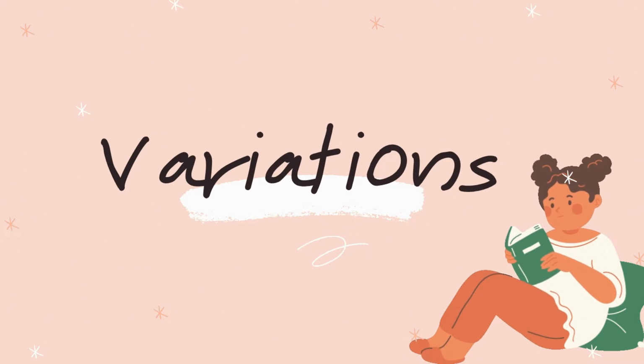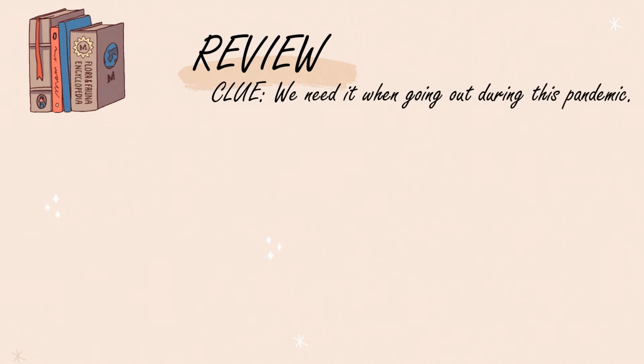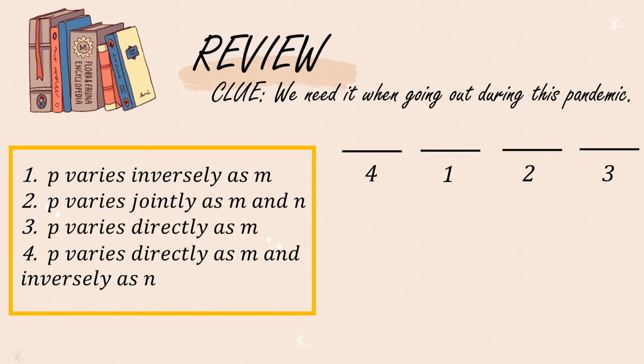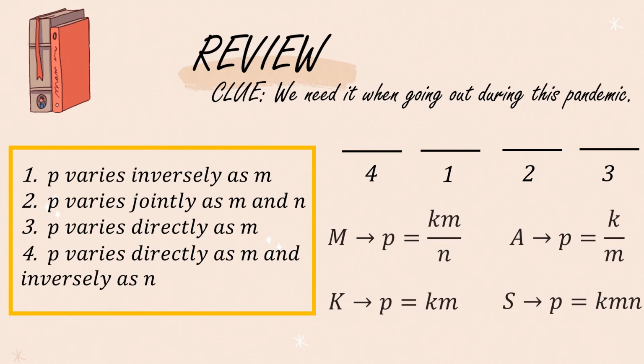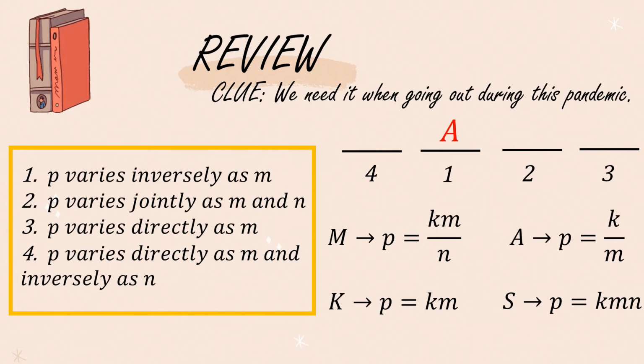Before we proceed, let us first have a short review. In this review, we are going to change the mathematical statements into mathematical equations to unveil our mystery word. Our only clue is we need it when going out during this pandemic. Let us now answer number 1. For number 1, P varies inversely as M. Which among the 4 letters is the mathematical equation of number 1? Yes, you're correct. It is letter A. P is equal to K over M.